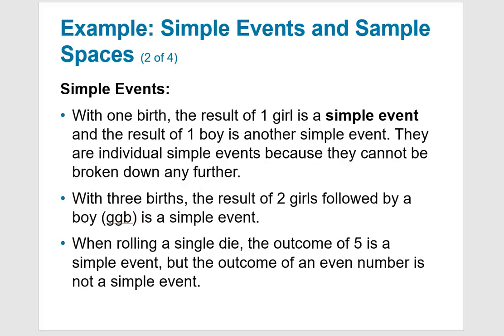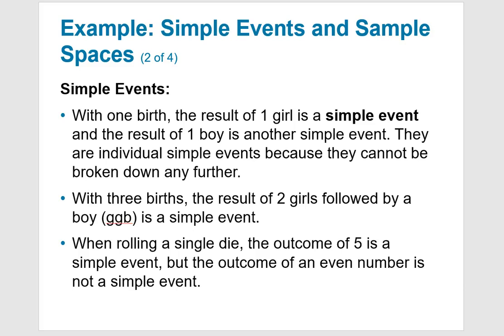So when you're looking at simple events, it means you can't break it down any further. When you have a child, it's either a boy or girl. This is a simple event. The genetics dictates this. When you have 3 births, though, you have 3 kids. The result of 2 girls followed by a boy is a simple event. Okay, so we're very, very specific about the order. We can't break that down anymore. You have a girl, and then a boy.